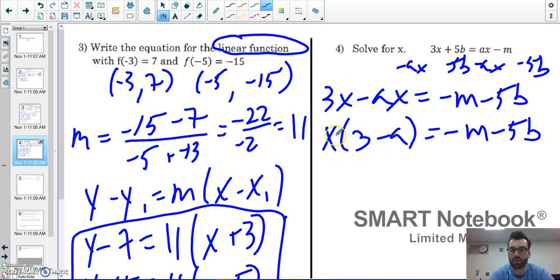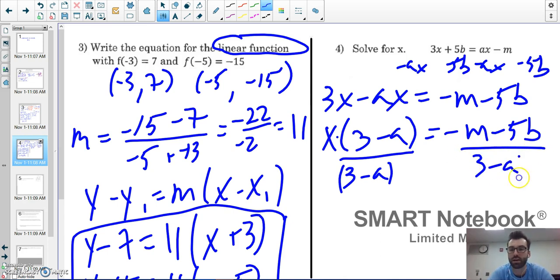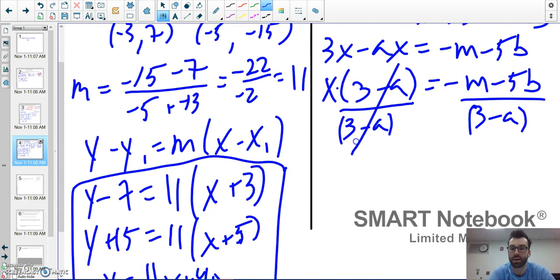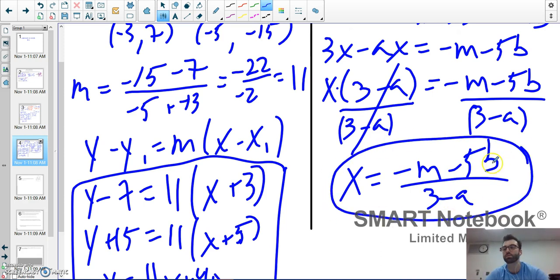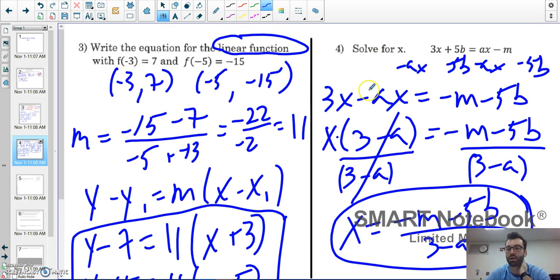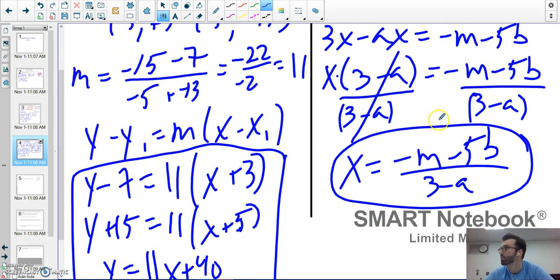I want to isolate my x. I want x by itself. There's multiplication, so I divide both sides by 3 minus a. This one is commonly missed. Let's make sure you understand what we're doing here. These two cancel out. So x equals negative m minus 5b over 3 minus a. Biggest thing with this one, get all of my terms with x on one side of my equal sign, all my terms without x on the other side of the equal sign.